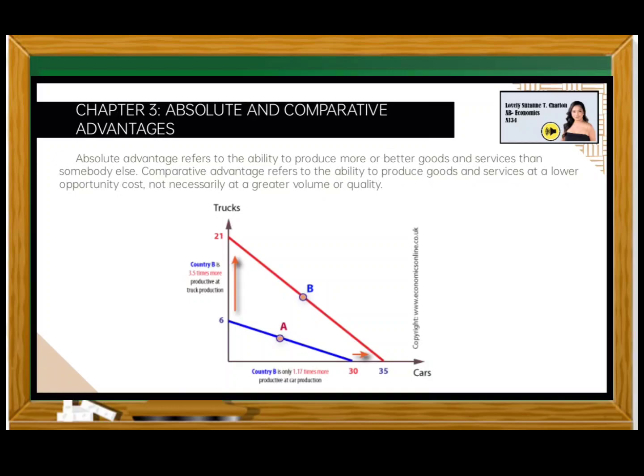Country B is 3.5 times better at trucks and only 1.17 times better at cars. However, the greatest advantage and the widest gap lies with truck production, so country B should specialize in producing trucks and leave country A to produce the cars.